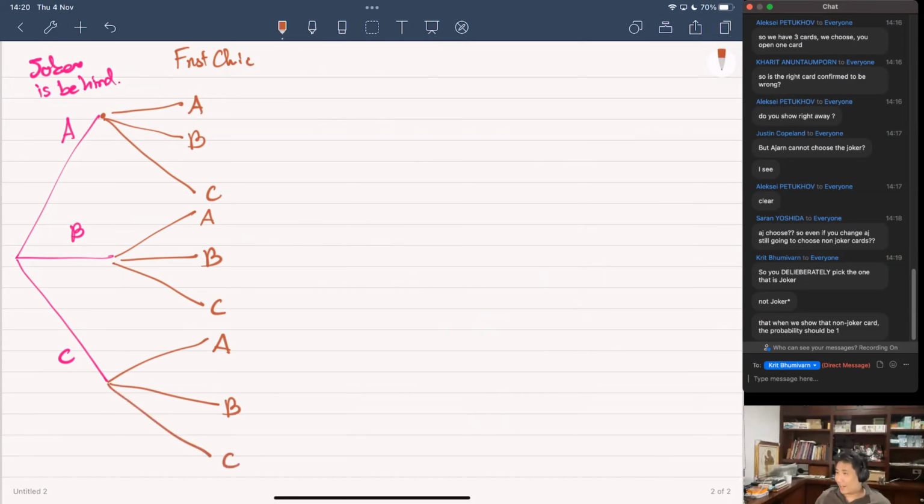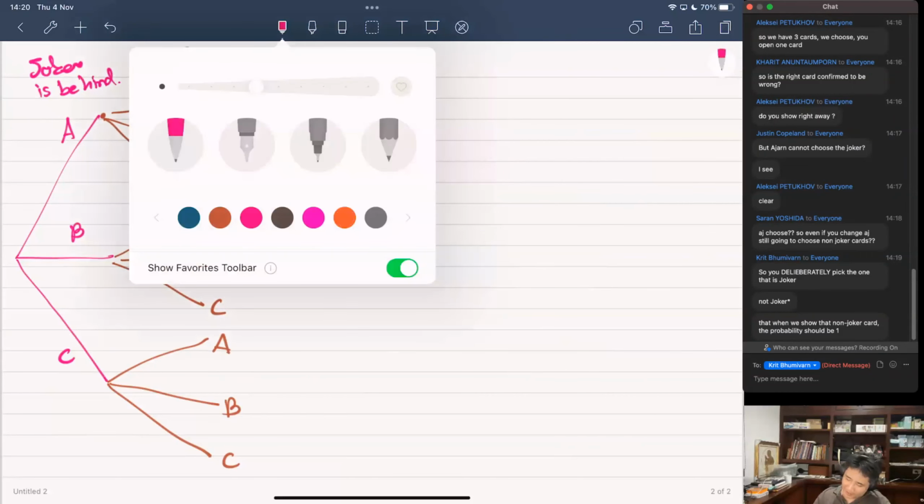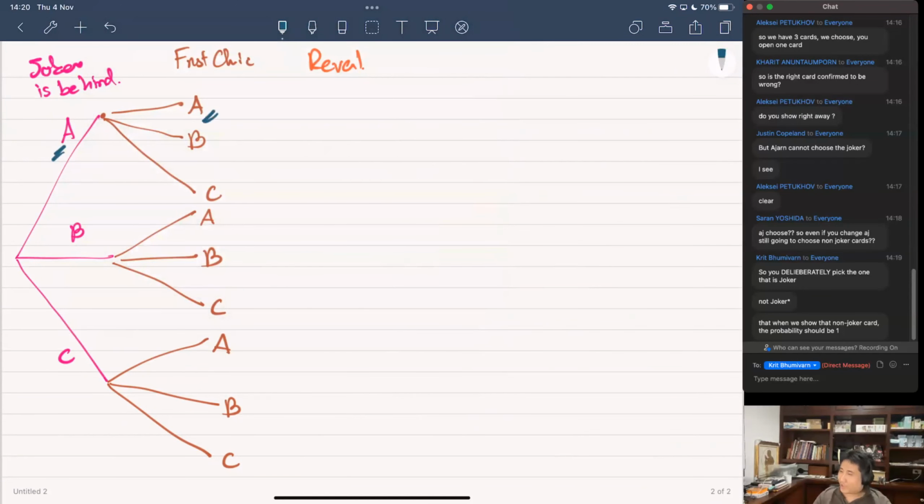You choose, and what happens next is that I open a card. I reveal a card. If the joker is behind A and you choose A, then I have two choices to reveal to you, B or C. So there's a B, there's a C.